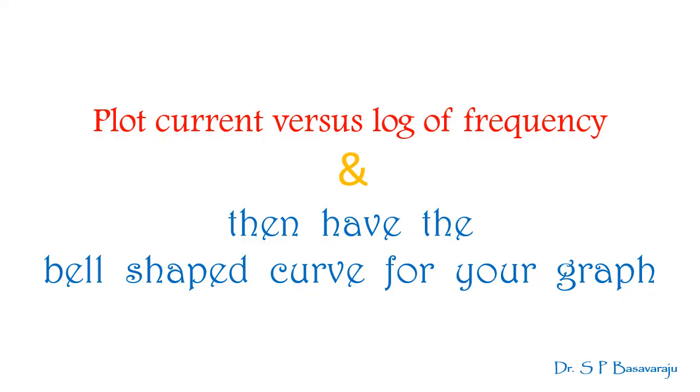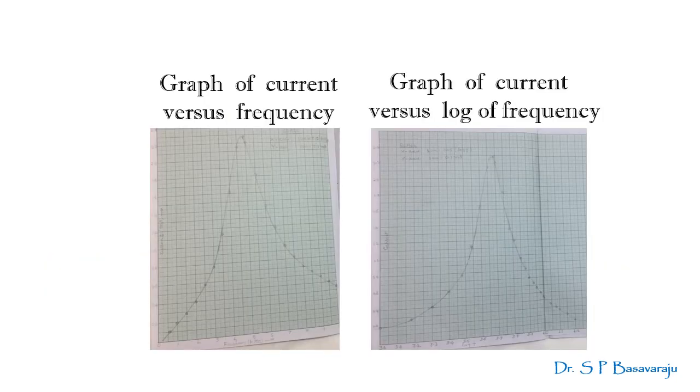Perhaps you can also try plotting the current versus log f graph with your observations. Here you see both the curves. The one towards your left side is plotted with the values directly from observations. The other one is plotted after converting the frequency values into log f values. It's a graph of current versus log f. You may see that the log f curve resembles the bell shape more in a natural way.